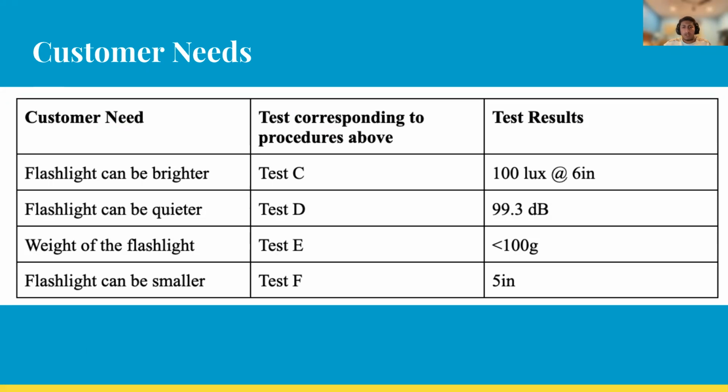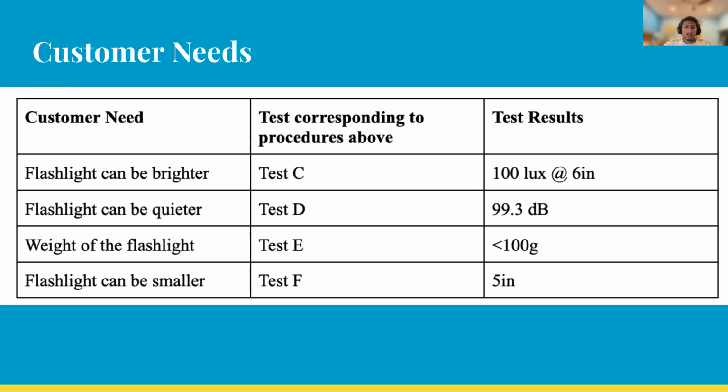So the first thing that we had to do is take in our customer needs, and the way we did this is through a survey. The four basic customer needs, the most popular that we found out from our survey, were that the flashlight could be brighter, it could be quieter, it could weigh less, and that the flashlight size could be smaller. So we then created different tests to correspond to the procedures. I'll detail these tests for you along with other tests that we conducted and the results of these tests.